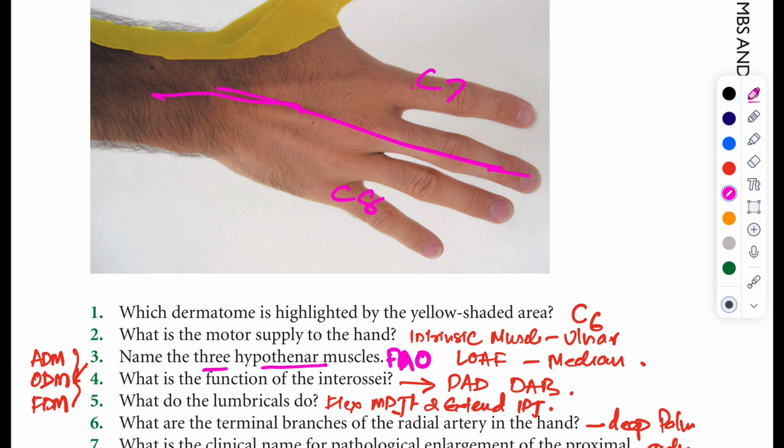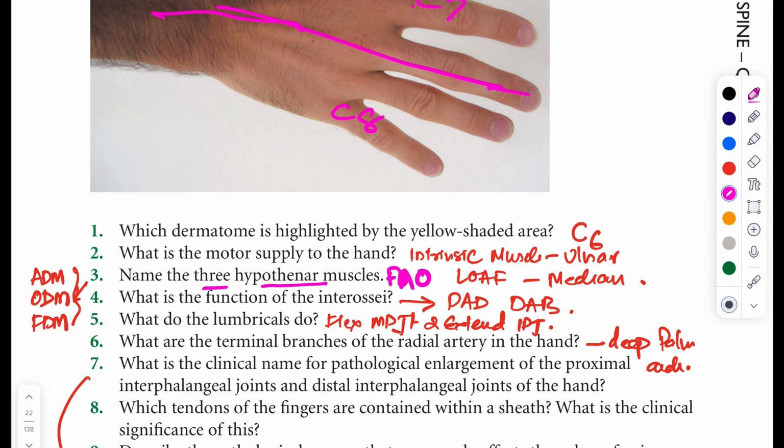What is the function of the interossei? Adduction and abduction. What do the lumbricals do? Flex the metacarpophalangeal joint. This is like holding a book or a pen. So the action is like this, and this is the action. When you try to hold the book, there is extension of the interphalangeal joint and flexion of the metacarpophalangeal joint. They flex the metacarpophalangeal joint and extend the interphalangeal joint.